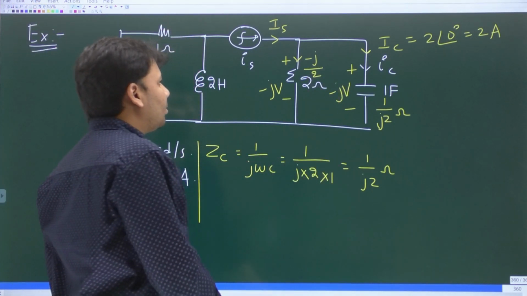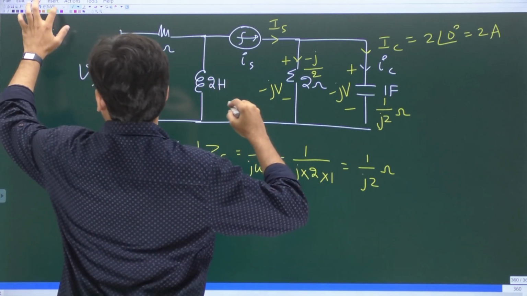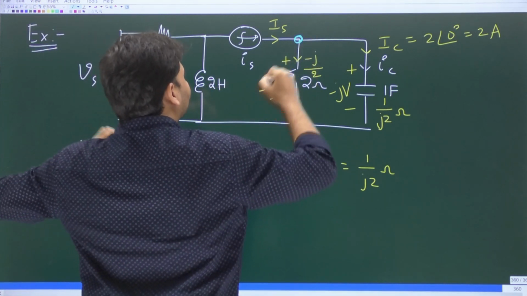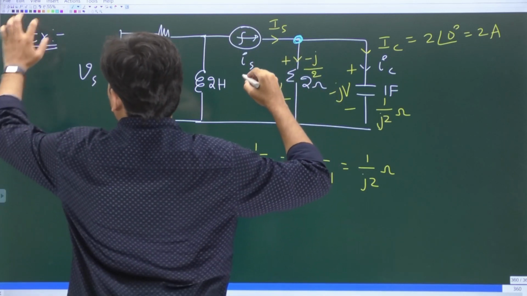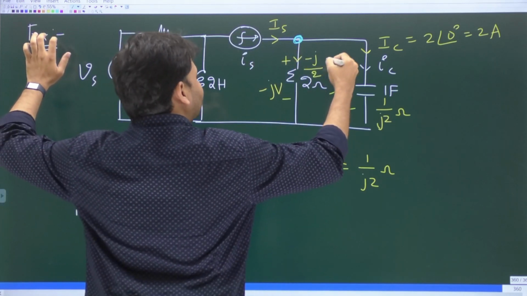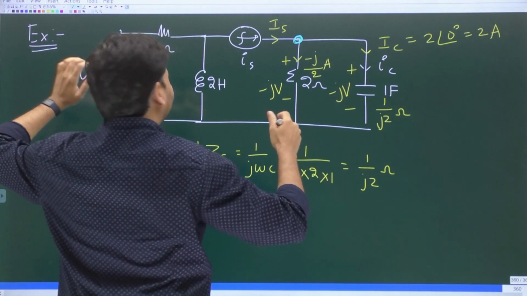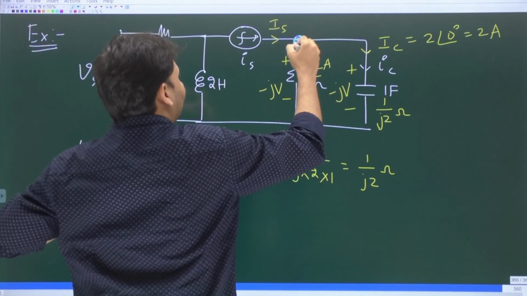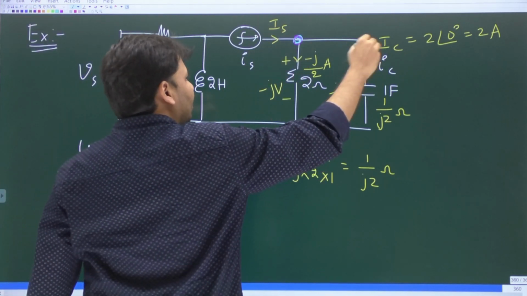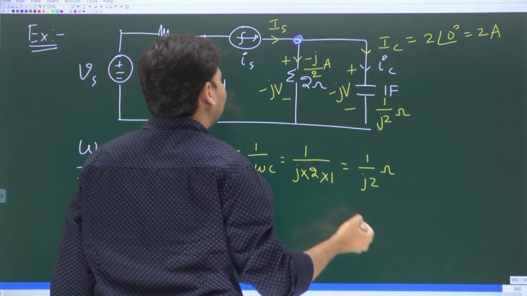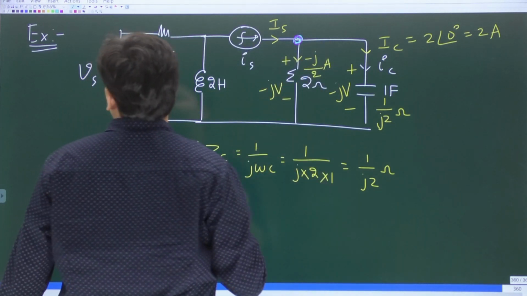Let me write it properly. Minus j by 2. Now if you look at this point, Is is entering. By the way, this minus j by 2 is in amperes, right? So at this point, minus j by 2 is leaving, IC is also leaving, and Is is entering.